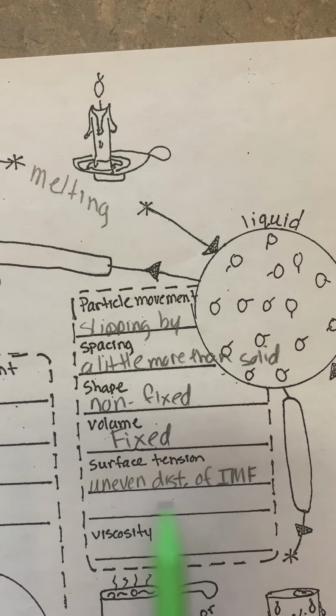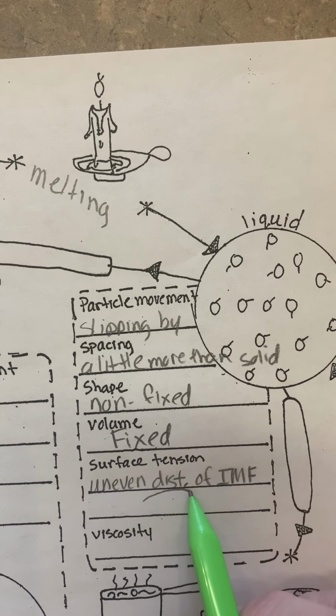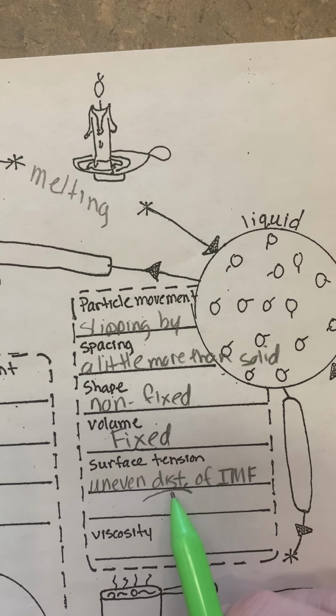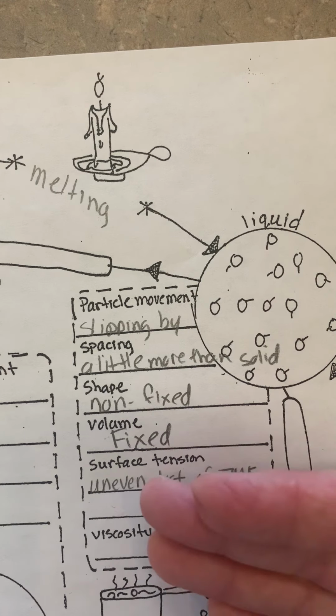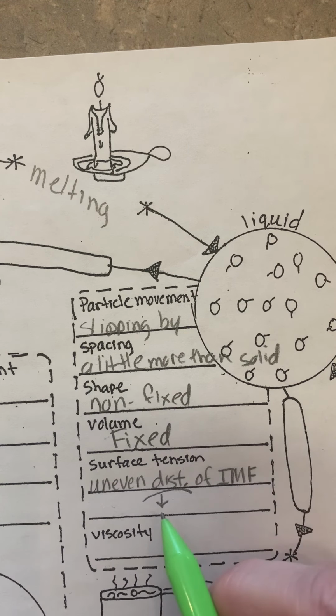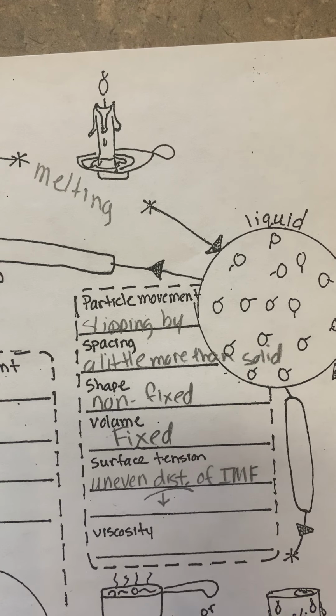There's an uneven distribution of IMF on the top of the liquid, the one that's in contact with the air, and the bottom of the liquid, or what's in contact with the liquid below it. But surface tension is just the molecules get a little bit closer together where they touch the air, and that's why water skippers can glide along the top. It's not the same reason that I can walk on water. Oh wait, I can't walk on water.